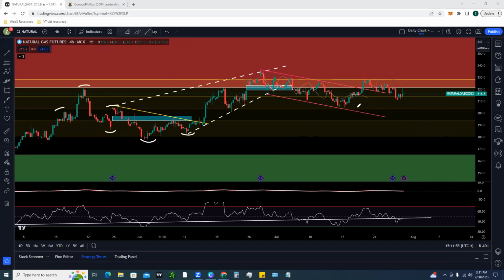Now, we did not get any follow through on the breakout, right? We needed to get a breakout, retest, push up higher. And you can see that we're actually trading a little bit back within that range, okay? Really just consolidating right around this trend line.